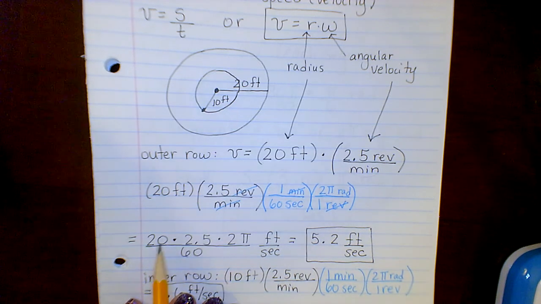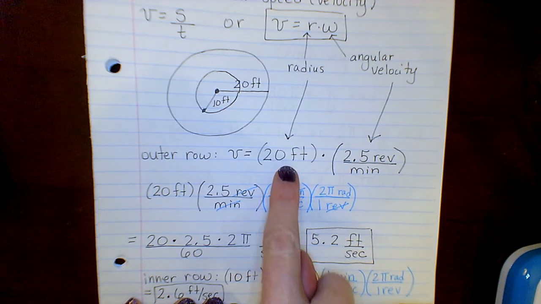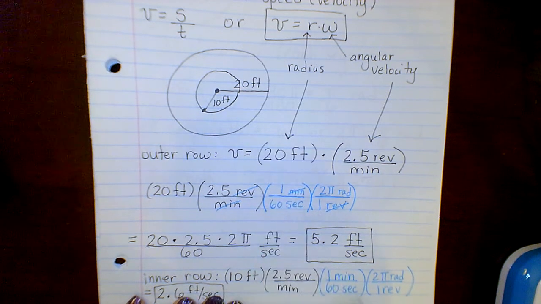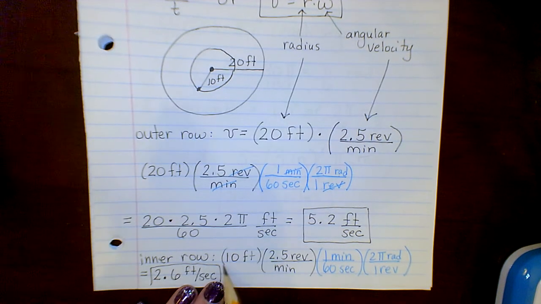So grabbing out the calculator, doing 20 times 2.5 times 2 pi, don't forget pi, all over 60, I get 5.2 feet per second. That's the outer row, because I did the 20 feet. The inner row, I just have to go through and do the exact same thing, this time for 10.